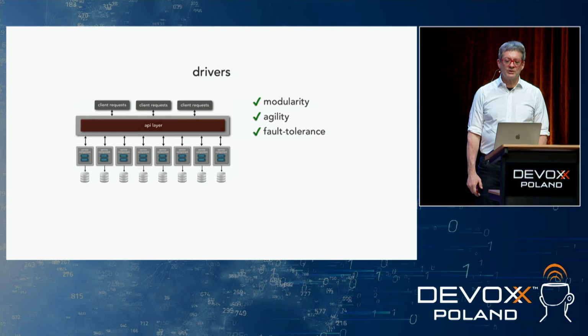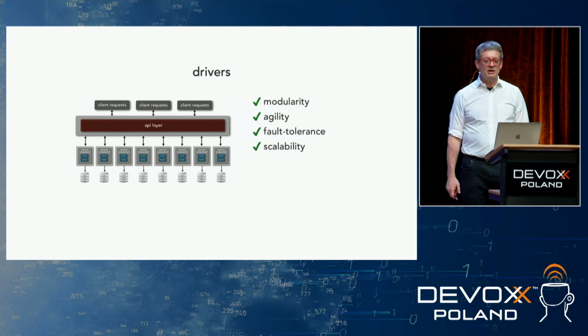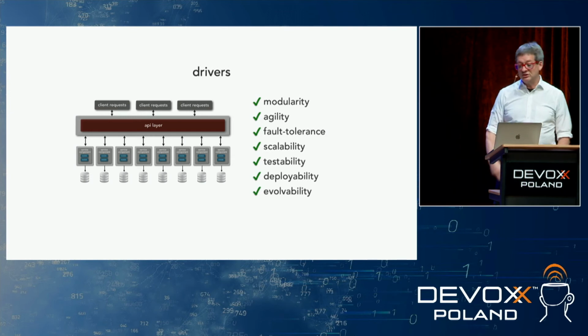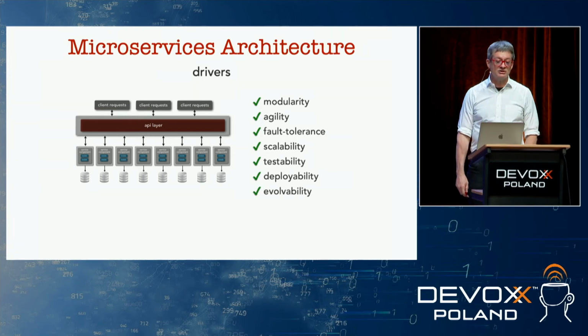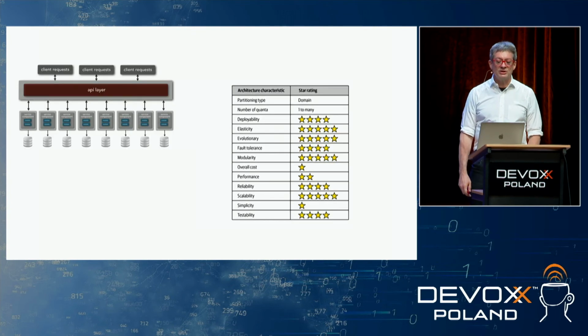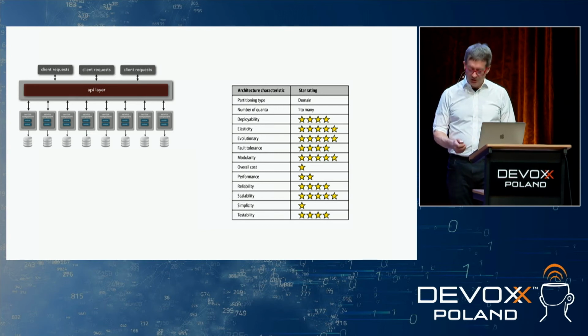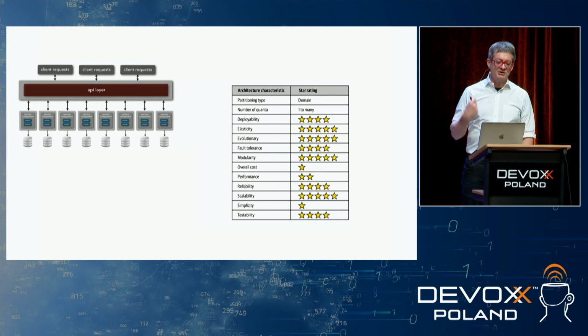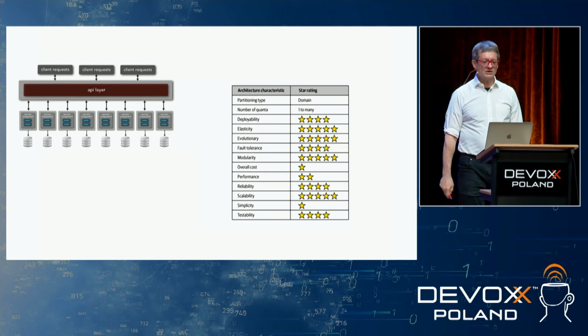So the drivers for this architecture: modularity, agility, fault tolerance, testability, deployability, all of these things are things that we value a lot in modern architectures, and this does all of those things fairly well. And as you'll notice, this gets really high scores here, except for overall cost, which is 1 star, which means very expensive to implement, and simplicity, which is also really poor. It's ironic because the individual services are very simple, but then you aggregate them all together and things get very complex.